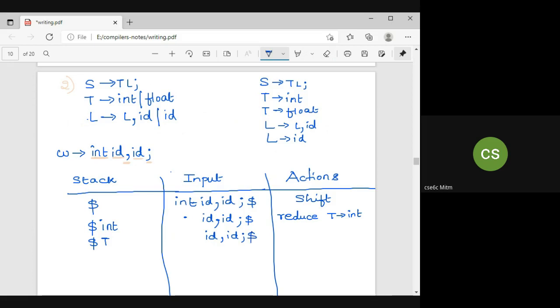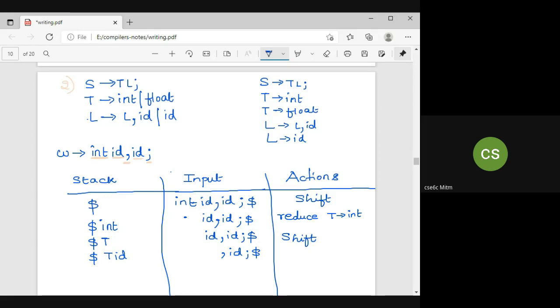So next is what? Next, I have to again check if T can be reduced to something. Here no, T cannot be reduced to anything. So therefore, I'll take the operation of shift. After this T, what will be shifted? id is going to get shifted. So id is going to come here. What is going to remain? Comma, id, semicolon, dollar.